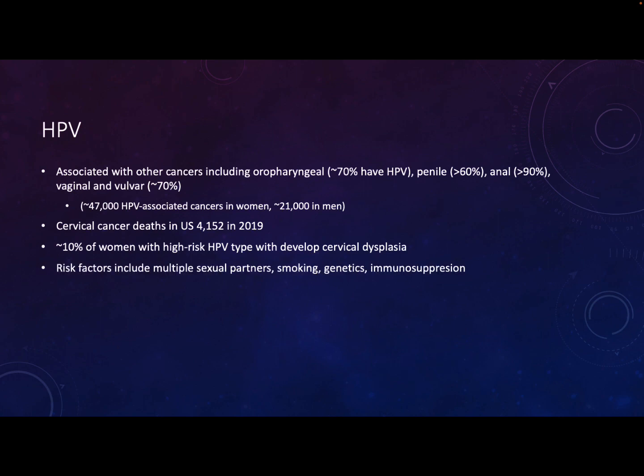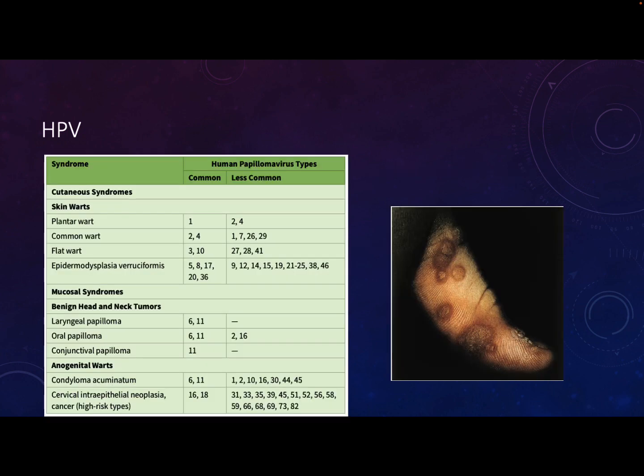Risk factors would include multiple sexual partners. The more sexual contact you have, the more likely you might be exposed to different organisms. Smoking can put you at risk for developing cancer. Your genetics and immune suppression, all of those things can put you at risk. Again, I'm not going to ask you to remember which types are more associated with what, except for the fact that types 16 and 18 are the most high risk for developing cervical cancer. That's really what I want you to remember. 16 and 18 are the most high risk.